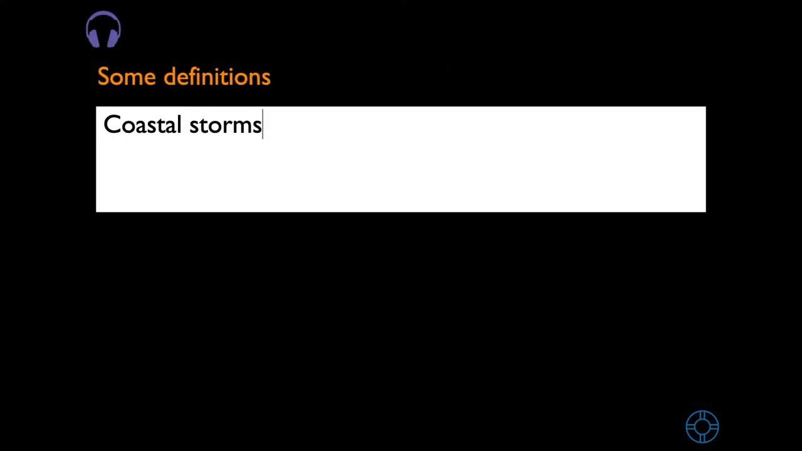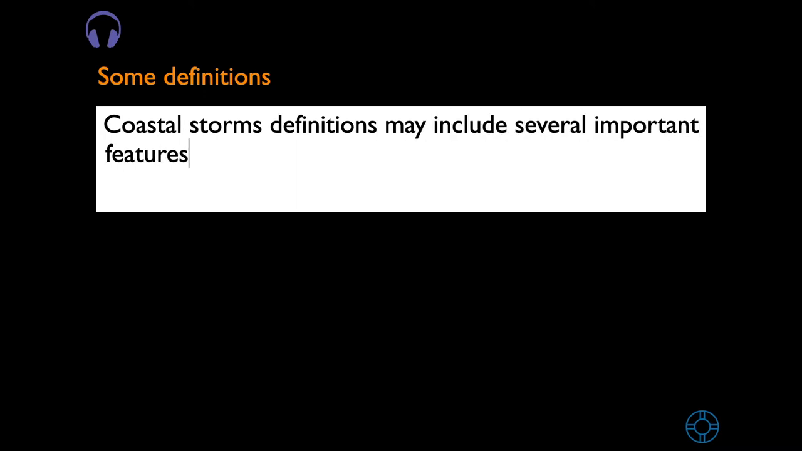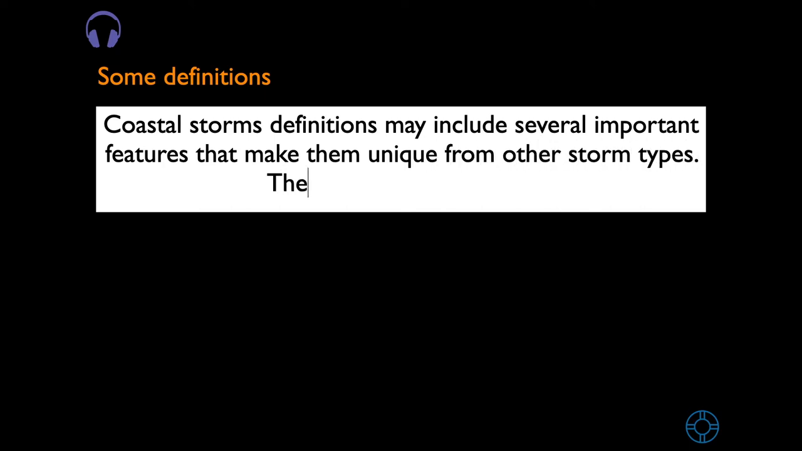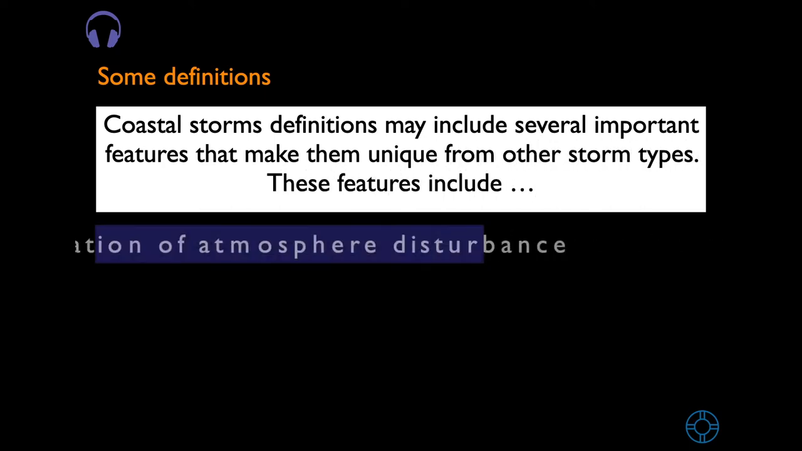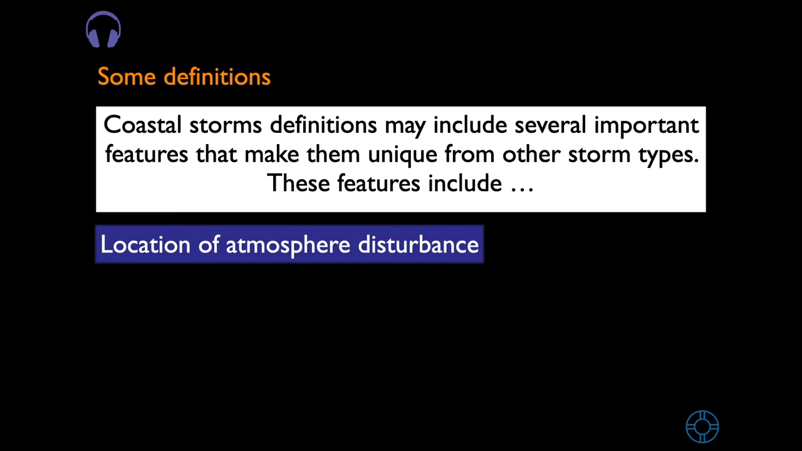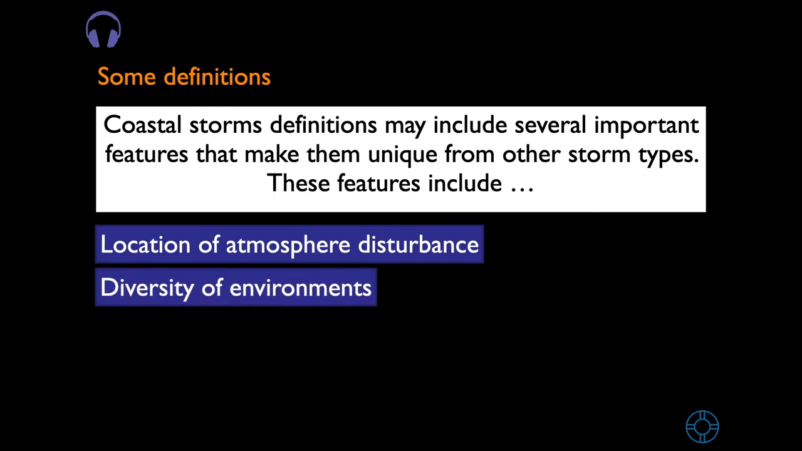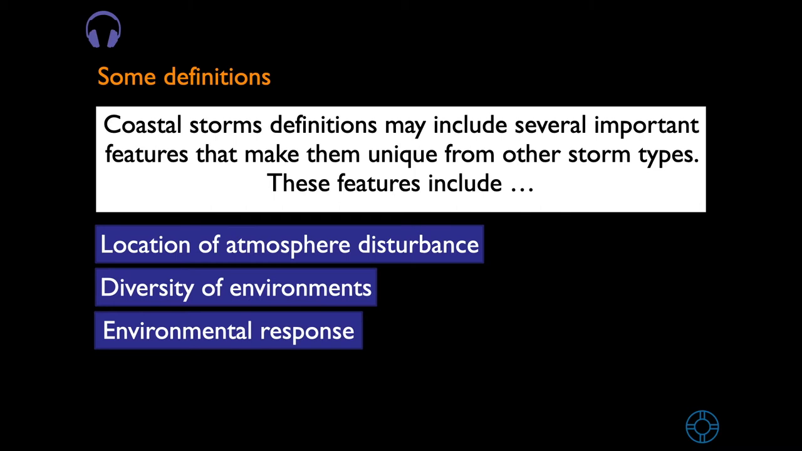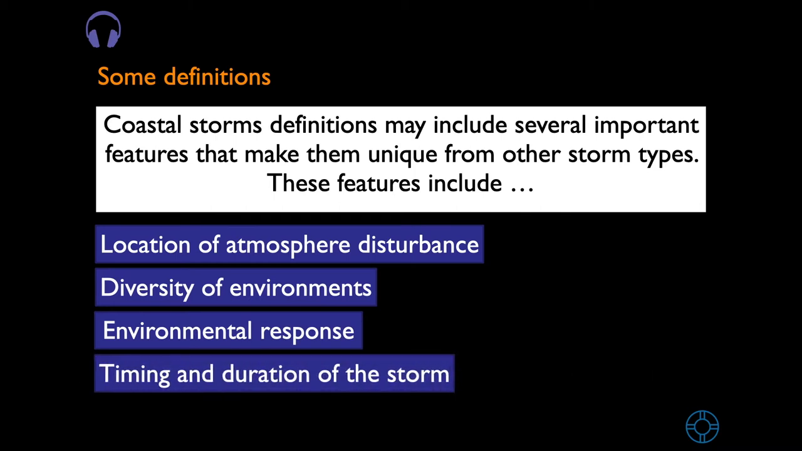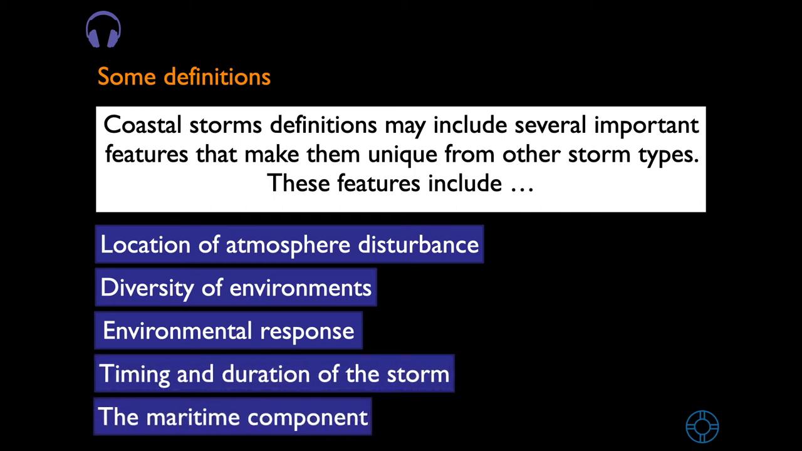Coastal storm definitions may include several important features that make them unique from other storm types. These features include location of atmospheric disturbance, diversity of environments, environmental response to storms, timing and duration, and of course, the maritime component of the storm.